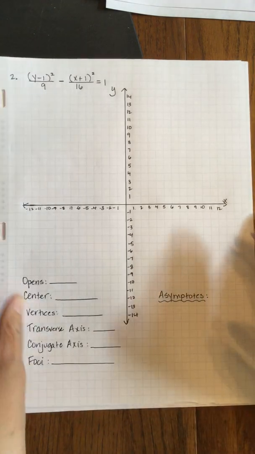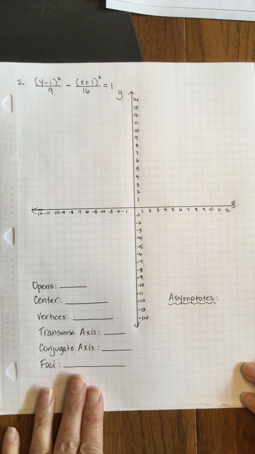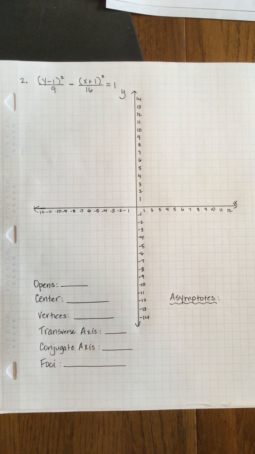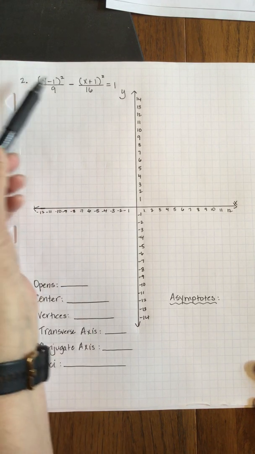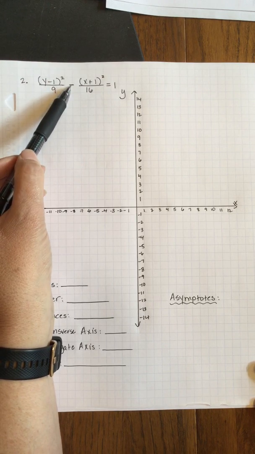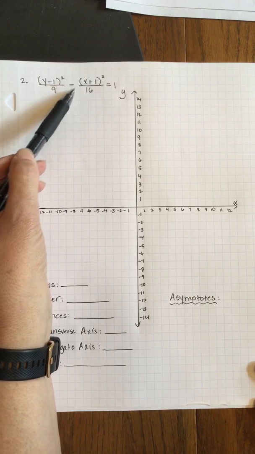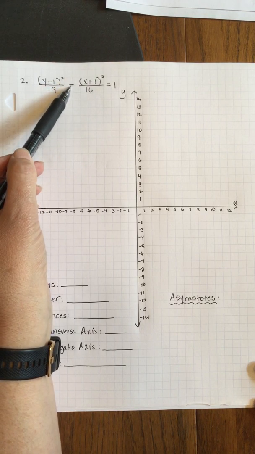So let's take a look at another problem. The next problem that we have here is y minus 1 quantity squared over 9 minus x plus 1 quantity squared over 16 is equal to 1. Well, I'm going to tell you a couple of things about this. If this was a positive sign in the middle, these denominators would be different, so therefore it would be an ellipse if this was a positive, but it's not, it's a negative.